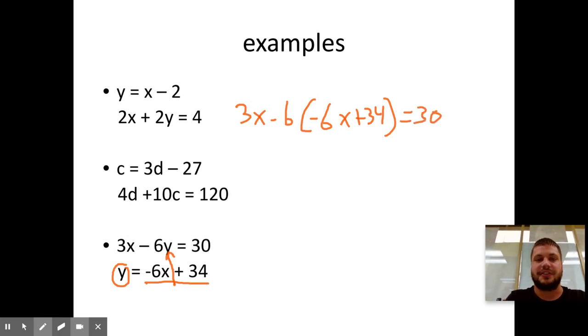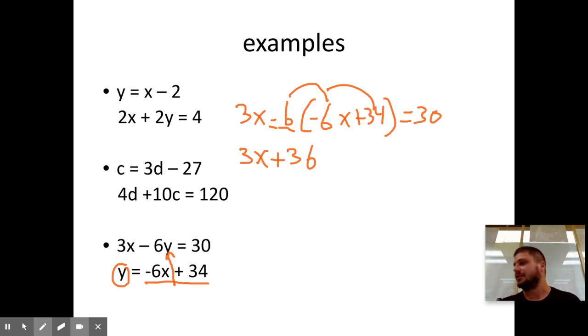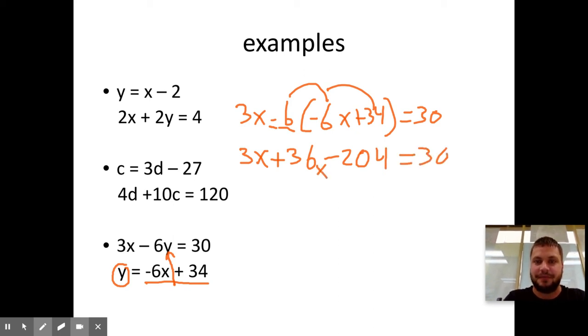Step 1 of solving an equation tells me to distribute. Now notice I'm distributing a negative 6x. You've got to keep track of your negative signs. 3x. Negative 6 times negative 6 is positive 36. Negative 6 times positive 34. Uh-oh. Hold on. I'm getting my calculator on my phone out. Is negative 204. And that's equal to 30. So combine like terms. 3x plus 36x is 39x minus 204 equals 30.